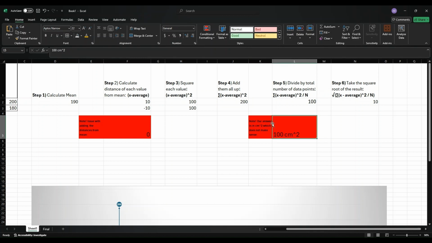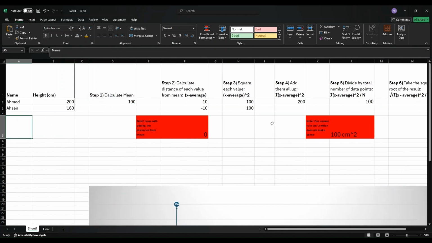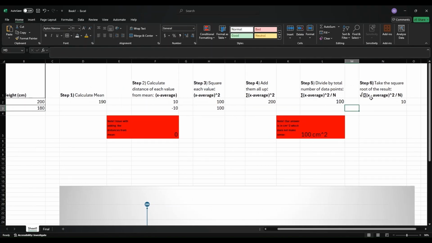which is why to bring it back to centimeter so that we can compare it with our height, which is also in centimeter, we take the square root of this value. This ends up being 10. 10 centimeter is your standard deviation.